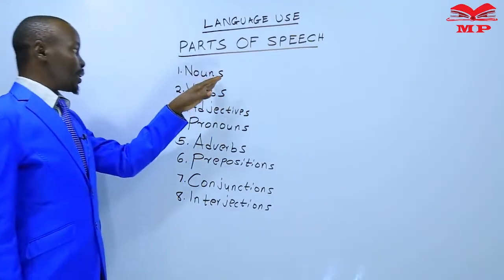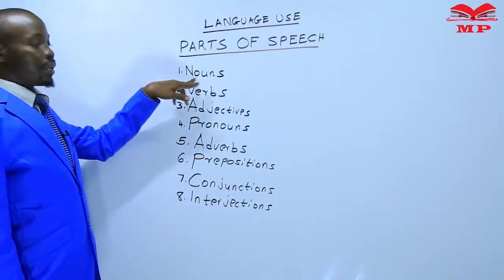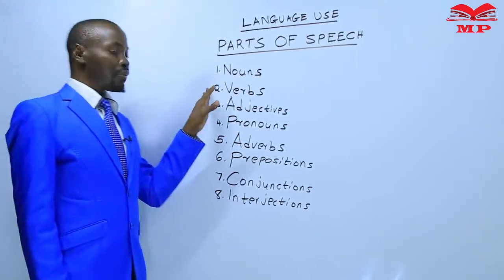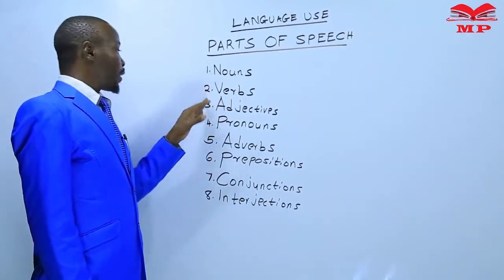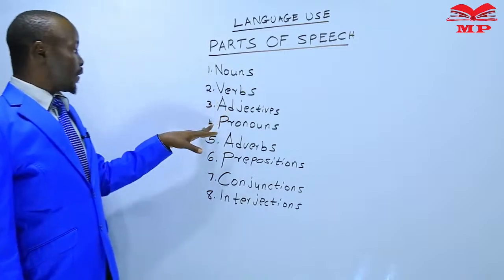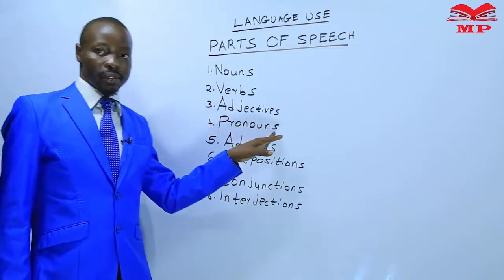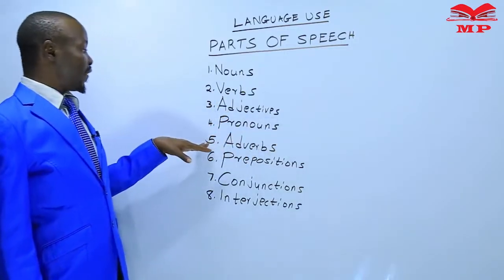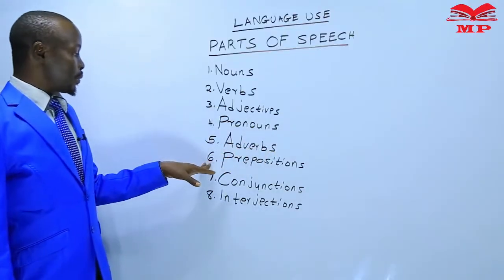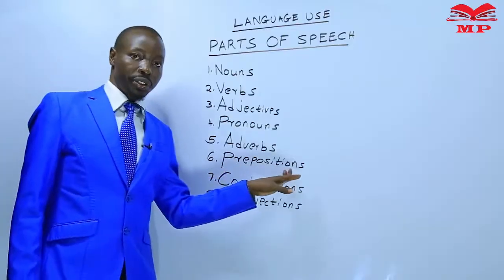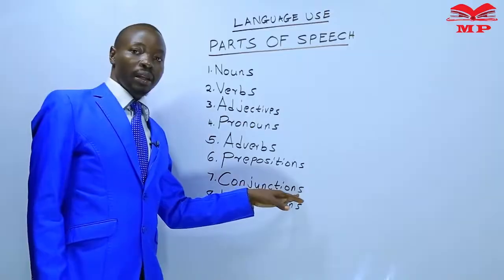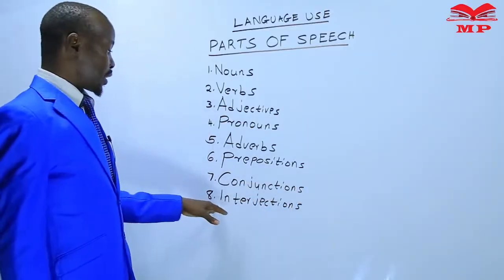So maybe you can read them together. The first one, say nouns. The second one, we have verbs. The third one, we have adjectives. The fourth one, we have the pronouns. The fifth, we have adverbs. The sixth part of speech, we have the prepositions. The 7th one, we have the conjunctions. And finally, we have interjections.